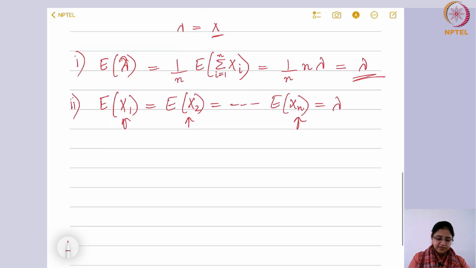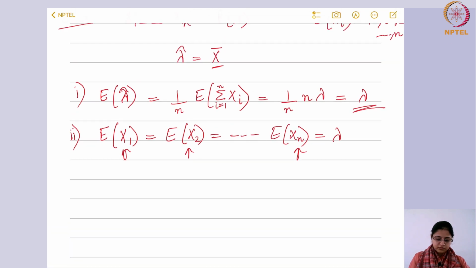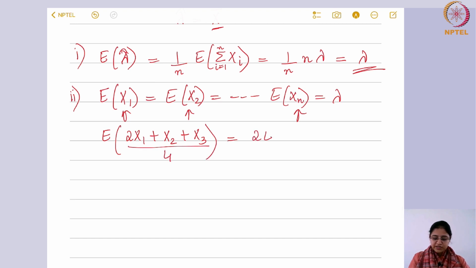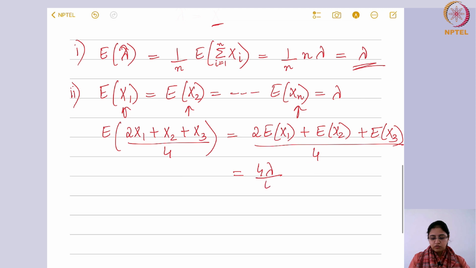In addition, if I take some other one, suppose I take 2X1 plus X2 plus X3, and I divide it by 4, then what will happen? I can take the expectation inside: expectation of 2X1 plus expectation of X2 plus expectation of X3, whole divided by 4. What you get is each of these is lambda, so it will be 4 lambda over 4, which basically means it is lambda. So again, this is an unbiased estimator for us.